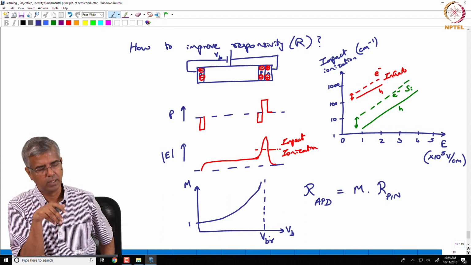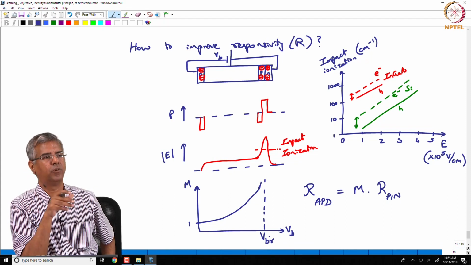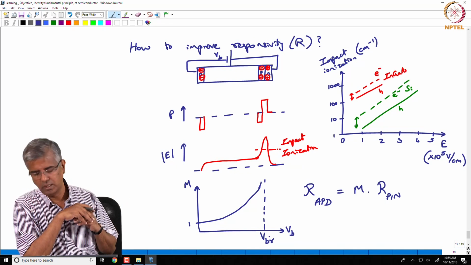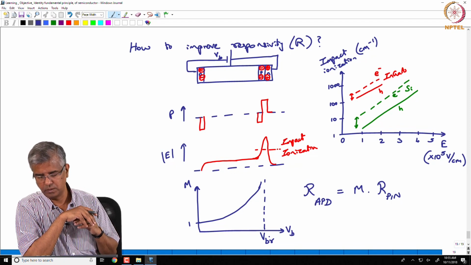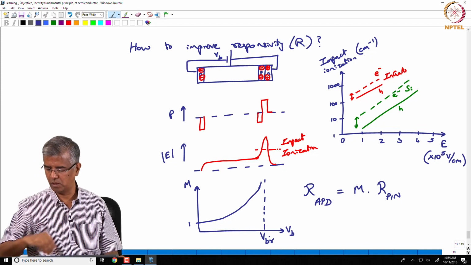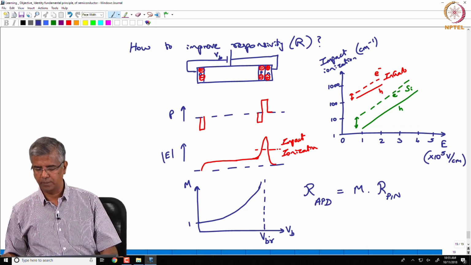You will actually look at PIN photodiodes and APD photodiodes. You will look at the characteristics of those photodiodes, and so you will try to quantify those. Okay. So, we are out of time, let us stop at this point, and we will continue.